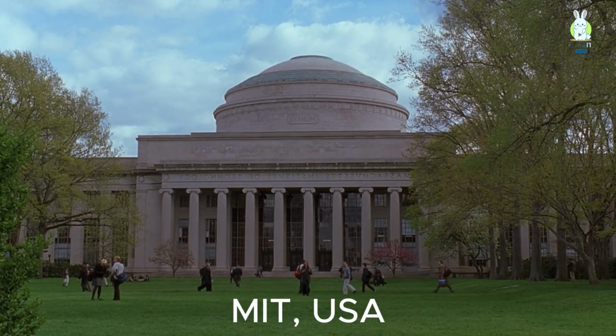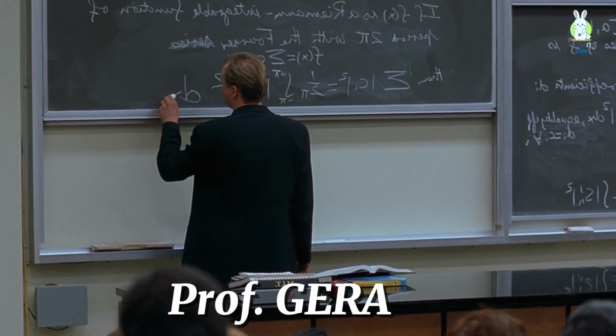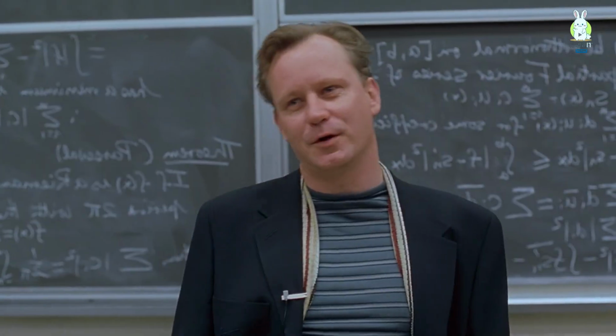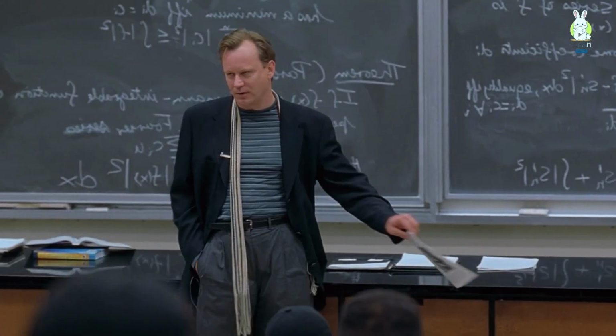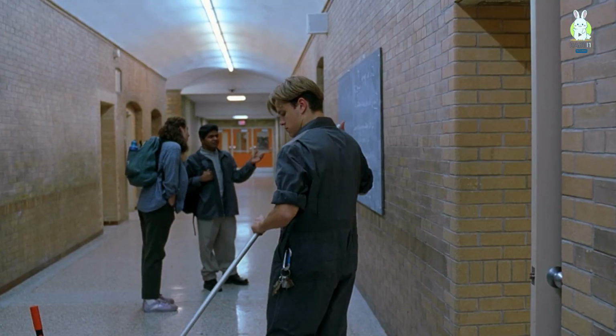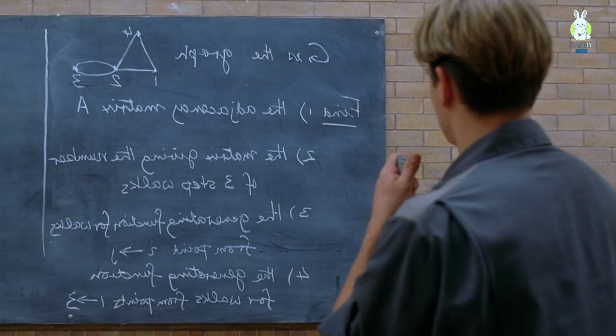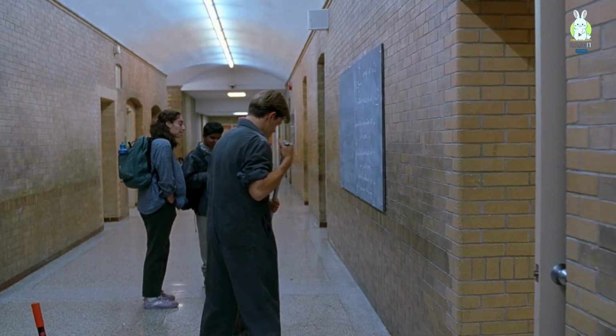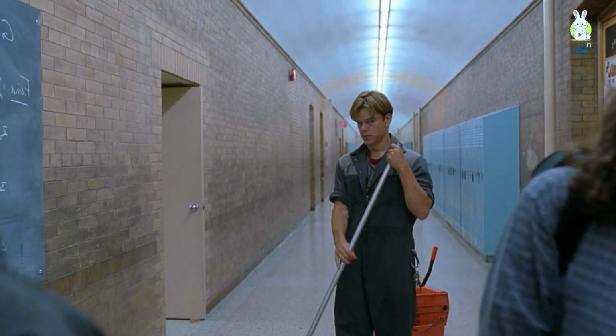At MIT, Professor Gerald assigns his students a theorem to solve by the end of the semester, adding that whoever solves it will have their accomplishment published in the MIT newspaper. Will is a janitor at MIT. The given theorem is written on a board in the hallway. Will is quietly mopping the floor. After the students leave, he looks at the questions written on the board with wonder.